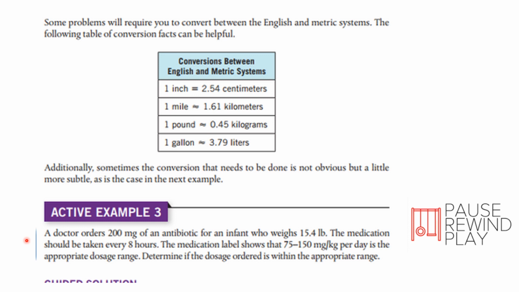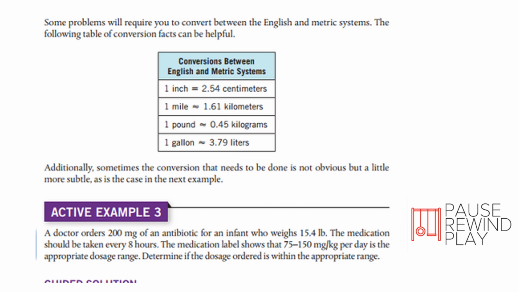Okay, so let's look at this example. A doctor orders 200 milligrams of an antibiotic for an infant who weighs 15.4 pounds, kind of a tiny baby, or at least getting to be not a newborn, but not very old either. The medication should be taken every 8 hours. The medication label shows that between 75 and 150 milligrams per kilogram per day is the appropriate dosage range. Determine if the dosage ordered is within the appropriate range. Please pause the video and give this a go. We'll return soon and see how you did.